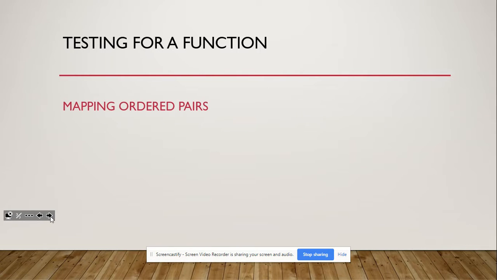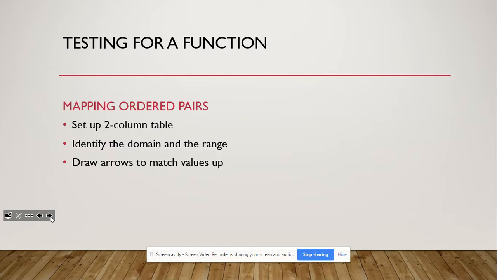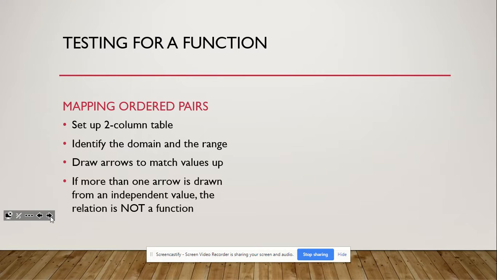There are two ways we can test for a function. The first way is we can map ordered pairs. The first thing you want to do is set up a two-column table, followed by identifying your domain and range, and drawing arrows from each of the values to match them up. If more than one arrow is drawn from any of the independent values or domain, the relation is not a function.